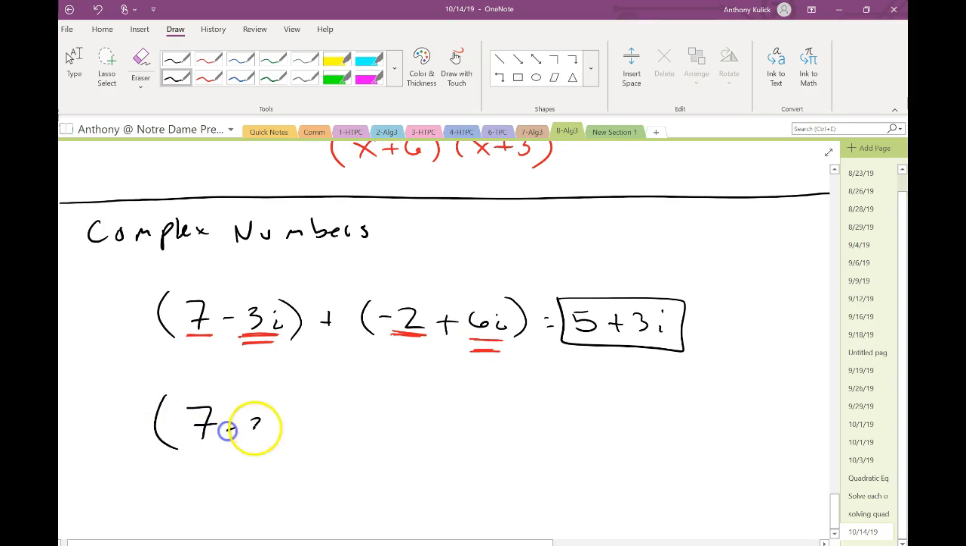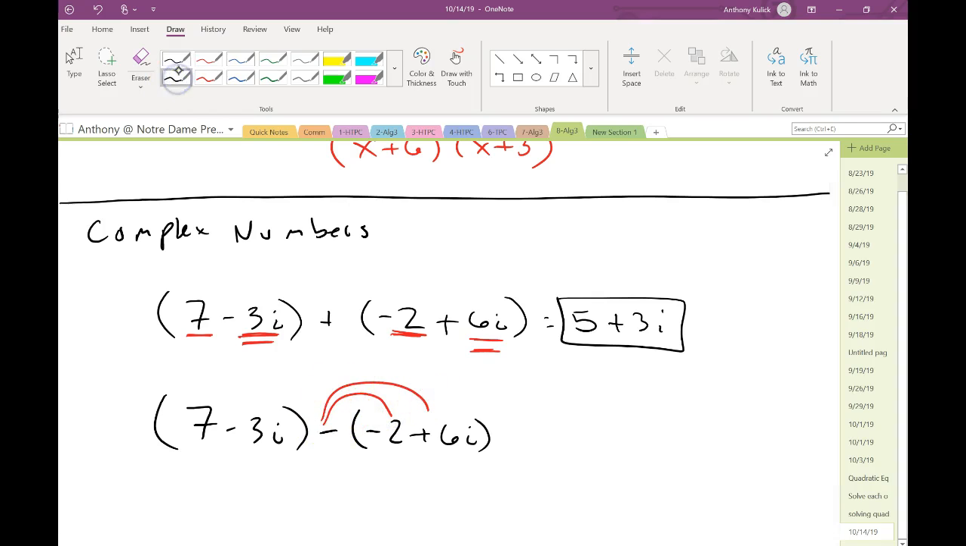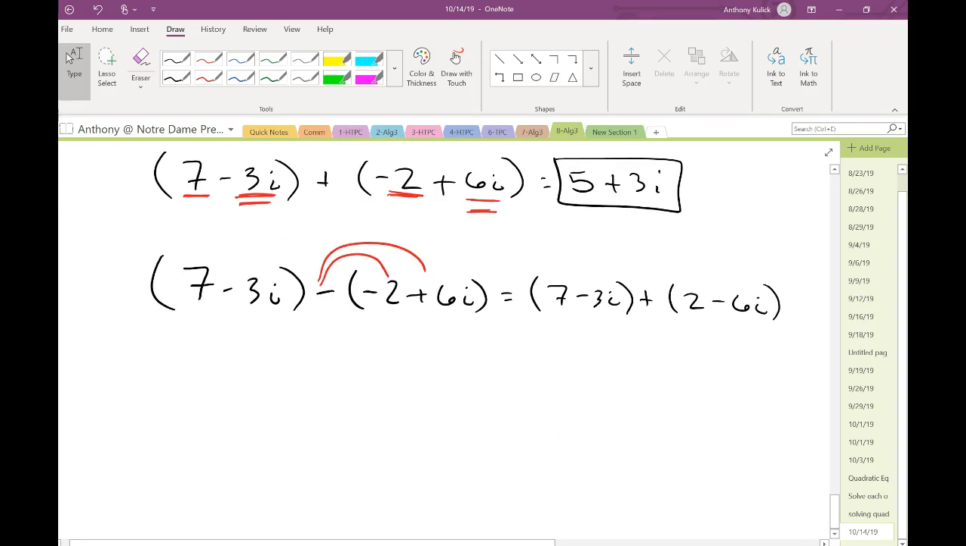If this was, say, a subtraction problem, what I'd want to do is distribute the negative to turn it into an addition problem. So when I distribute, the negative 2 becomes positive 2, and the positive 6 becomes negative 6. But then if I combine the real parts together, I get 9. And when I combine the imaginary parts together, I get negative 9i.